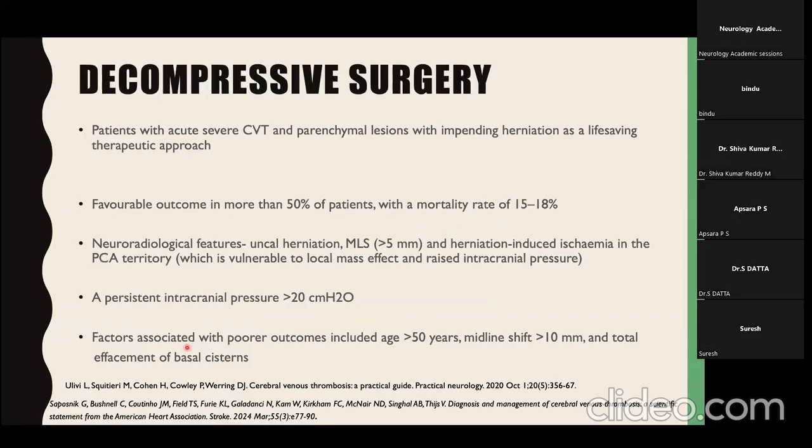Decompressive surgery is considered if there is impending herniation as a life-saving procedure, and it has shown favorable outcome in 50% of the patients with a mortality rate of 15 to 18%. Mainly patients with transtentorial herniation, midline shift greater than 5 mm, and herniation-induced ischemia in the PCA territory. These are some of the indications for decompressive surgery. It has a poor outcome if the patient is older than 50 years, midline shift is greater than 10 mm, and there is total effacement of basal cisterns.